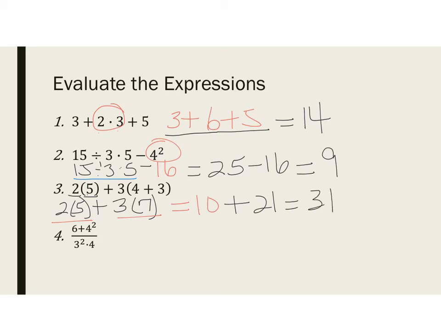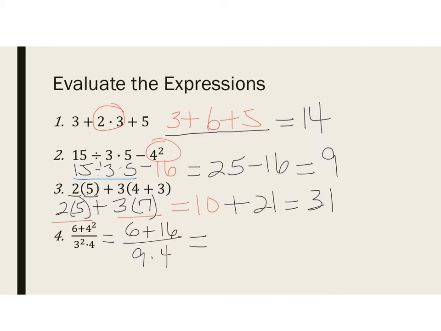Alright, finally, last problem. It is a fraction. I have a numerator and denominator. What I'm going to do is work with the numerator first. So I have 6 plus 4 squared, which is 16, all over 3 squared, which is 9, times 4.